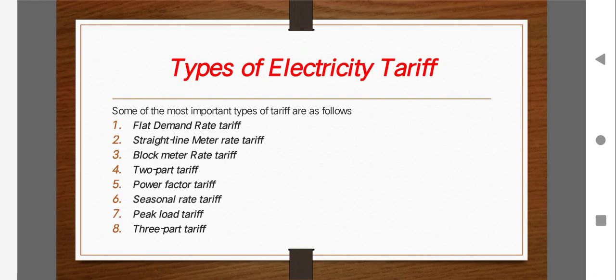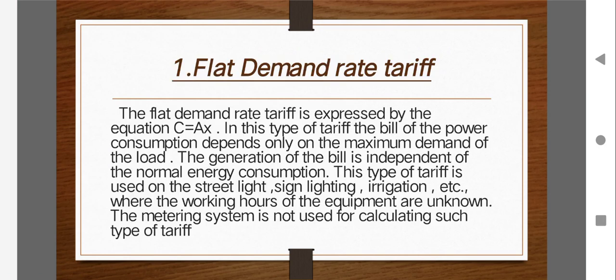Types of electrical tariff. Some of the most important types of tariffs are as follows: flat demand rate tariff, straight line meter rate tariff, block meter rate tariff, two-part tariff, power factor tariff, seasonal rate tariff, peak load tariff, and three-part tariff.